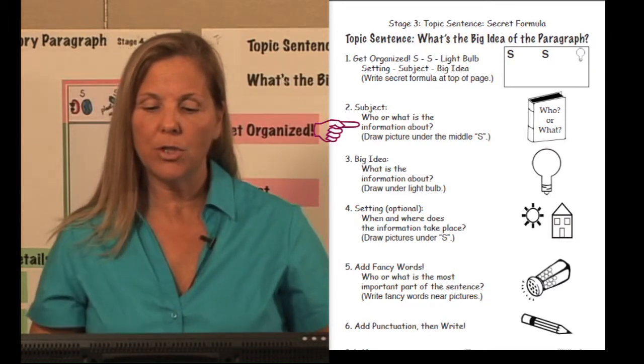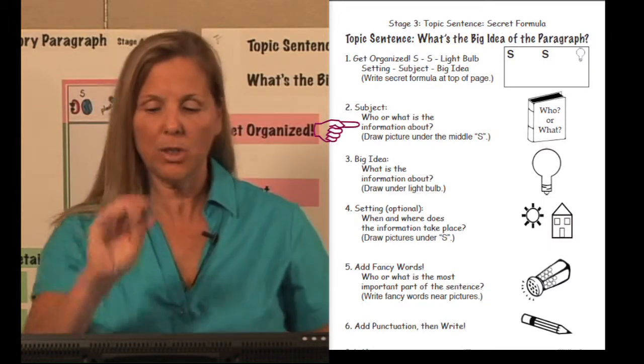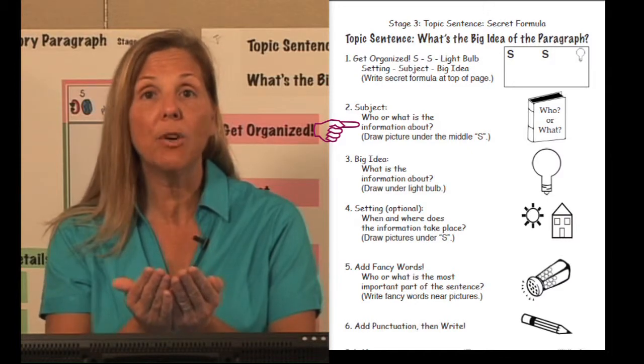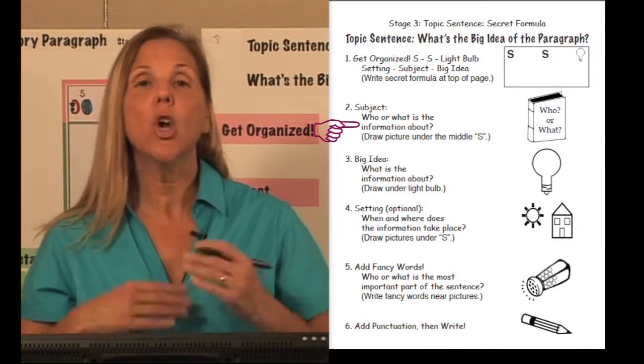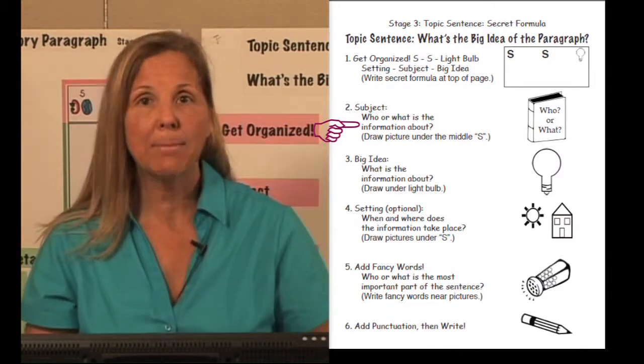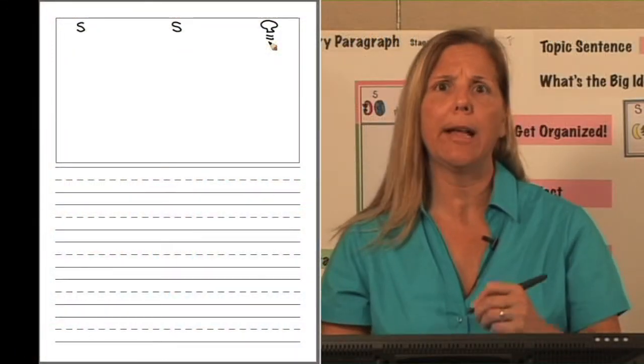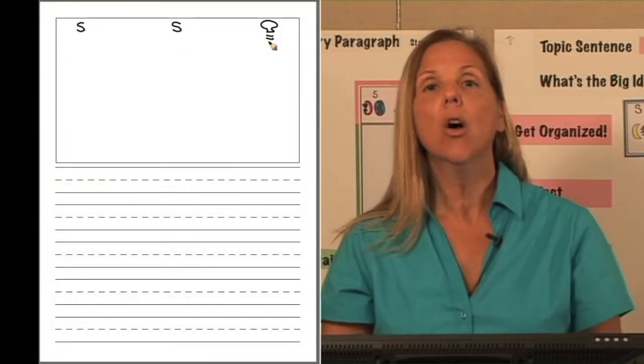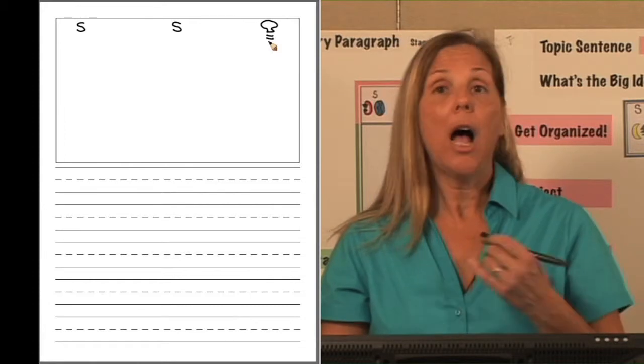So we're going to go to step 2. Step 2, subject. Who or what is the information about? We're going to go to subject. Who or what have we been learning about? Habitats. I could draw a picture like a house to represent a habitat, or I could just write habitats. I think we'll write it.